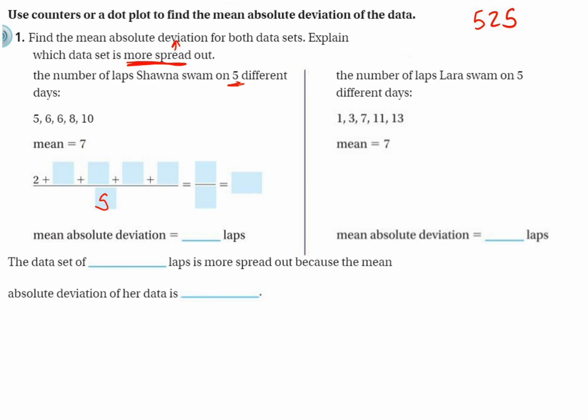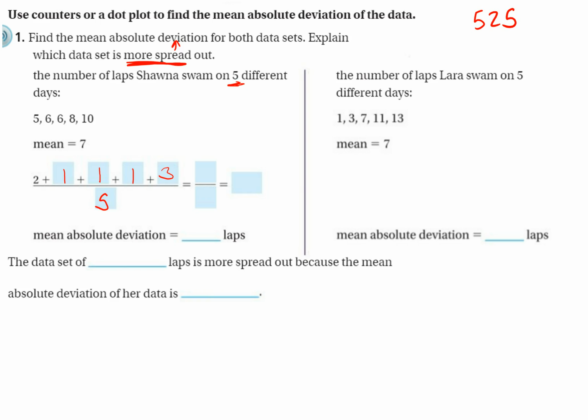It's 7. Okay, so 5 is 2 away from 7. 6 is 1 away from 7. There's another 6, which is also 1 away from 7. 8 is 1 away from 7. And 10 is 3 away from 7.